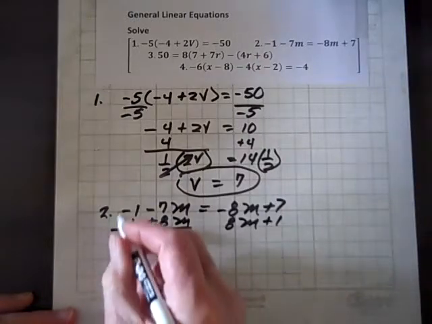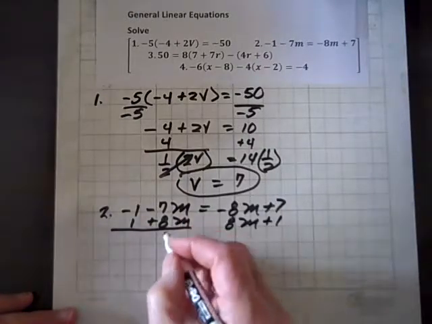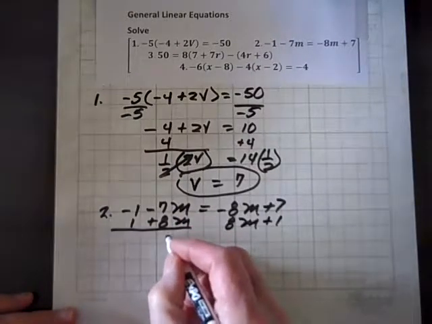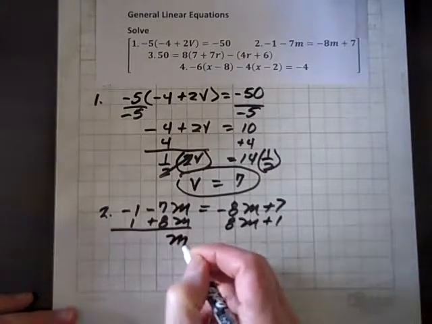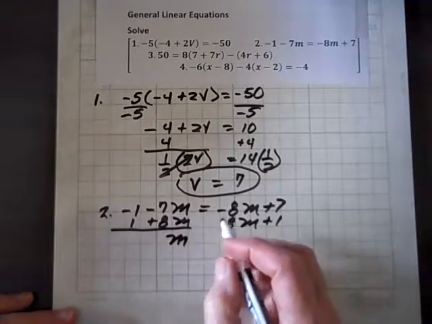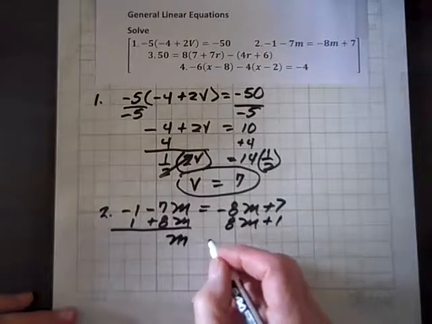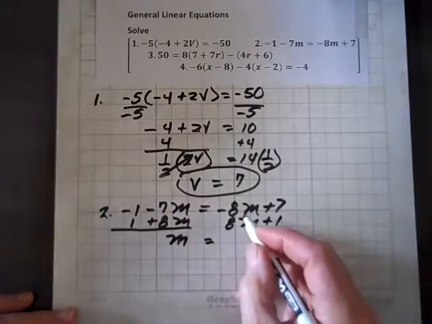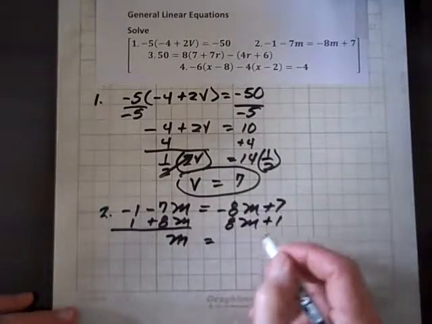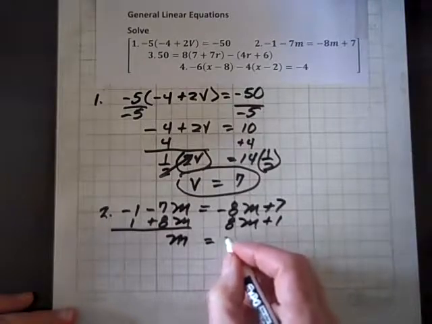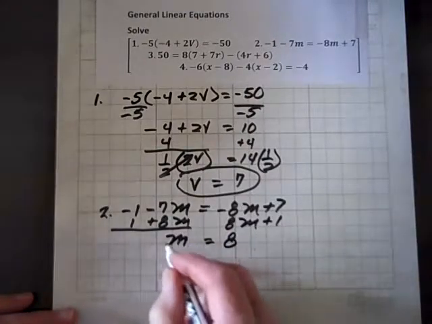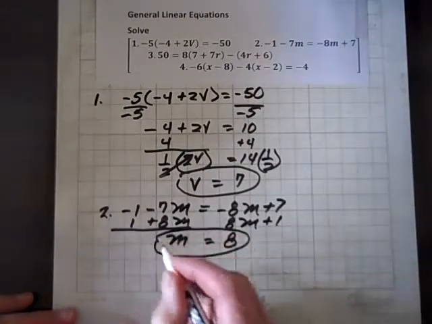When we do that, the 1's add out, and we're left with just m here on the left, because -7m plus 8m just equals m. And on the right, these add out, and we get 7 plus 1 is 8. So m equals 8, and we're done.